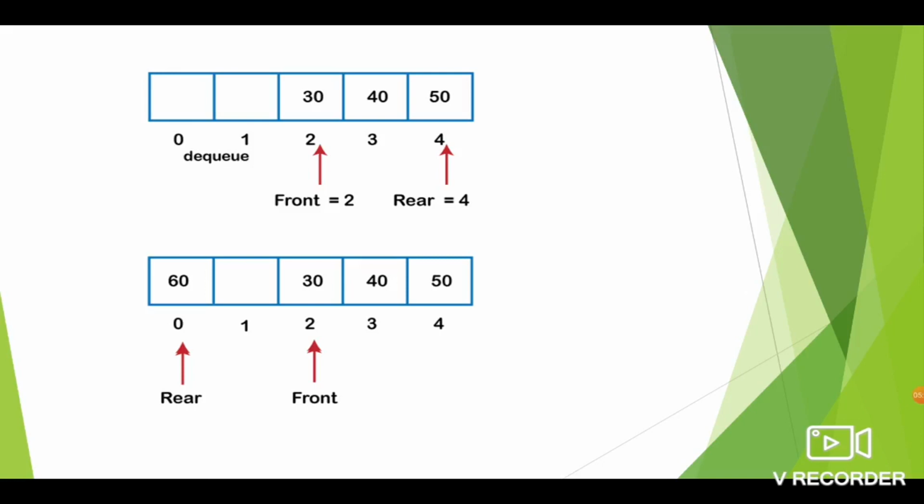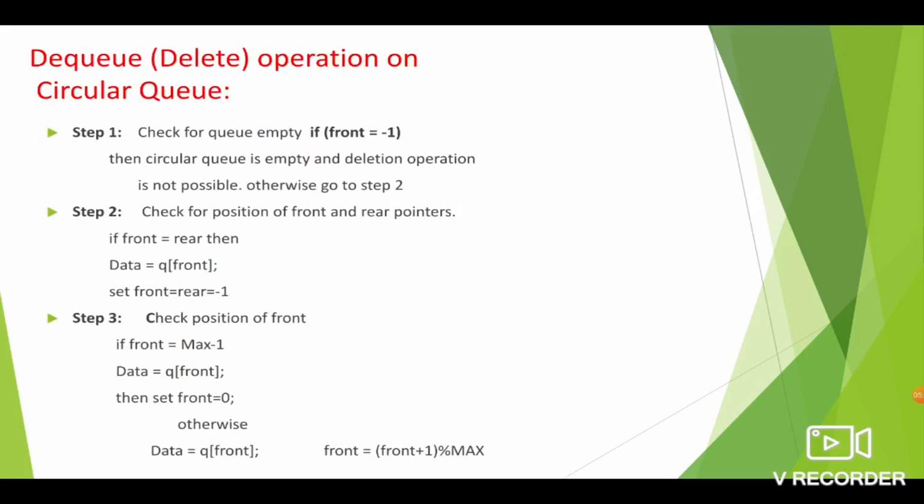So we have decided to insert the new element 60 into the circular queue, but rear is pointing to the last element. So we have to set rear as 0, and at that position you can insert the new element 60. Okay, so this is what happens in the insertion operation.